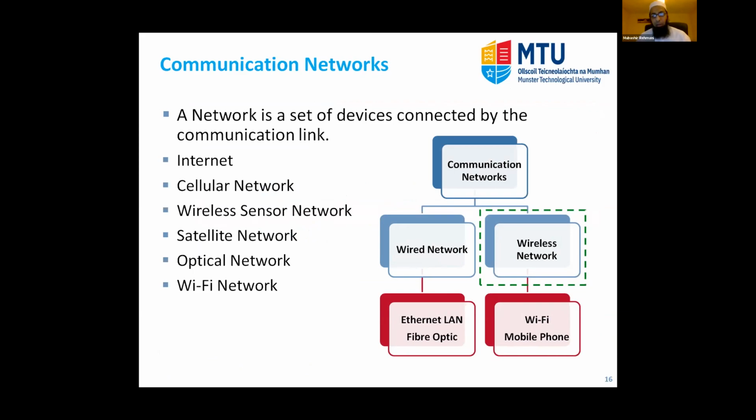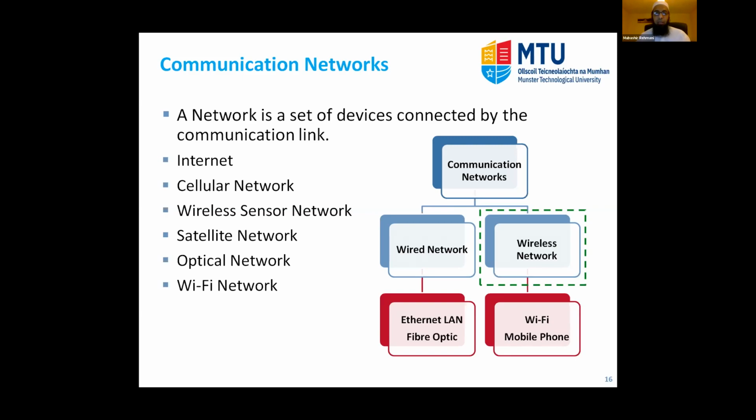And there can be different types of communication networks we can see. For example, right now we are using internet. There's a cellular network, mobile phone network. There can be a network of wireless sensor nodes. There can be a satellite network, optical network, Wi-Fi network. There are numerous communication networks available.